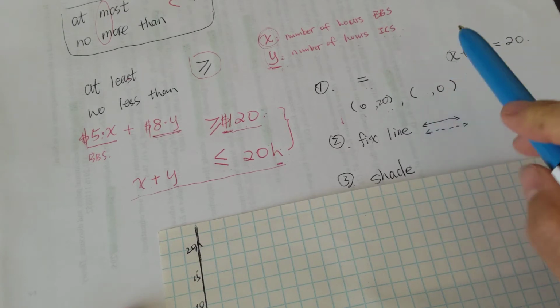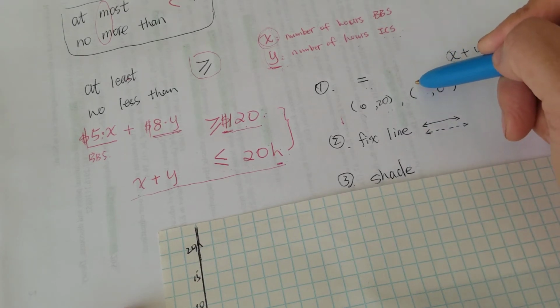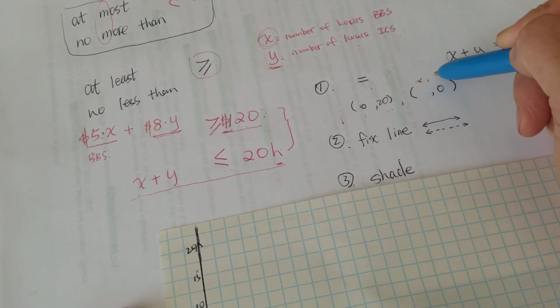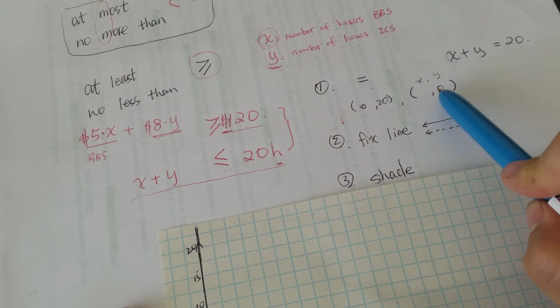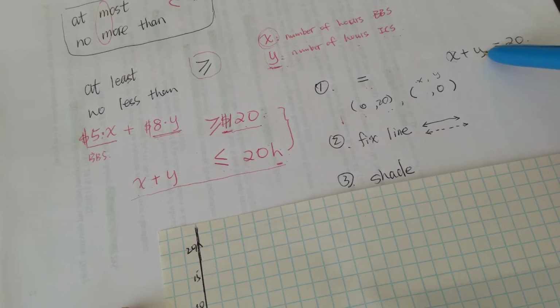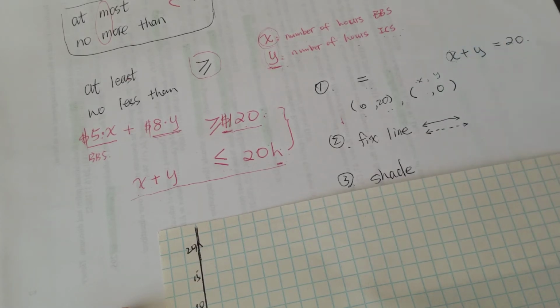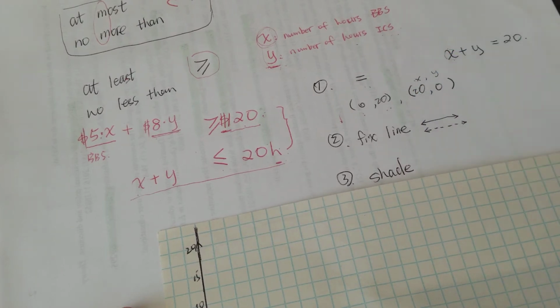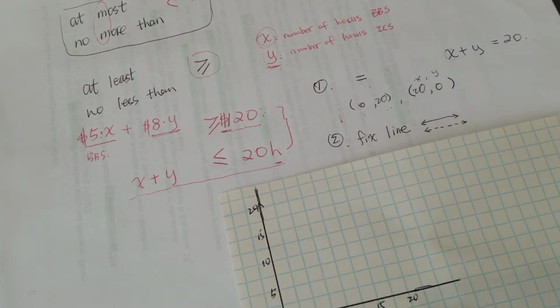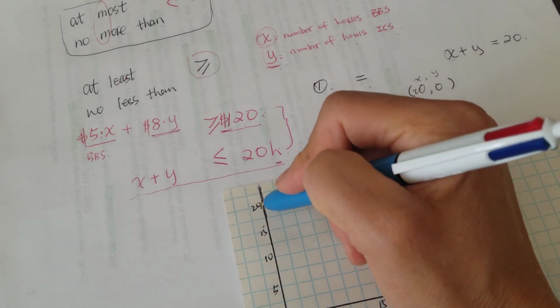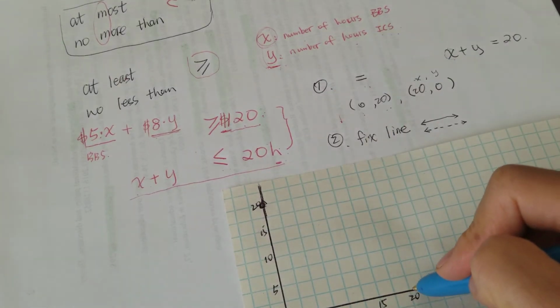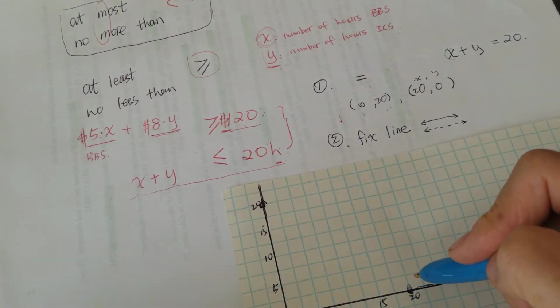For the second parentheses, remember, for the coordinate, it is always x comma y. There is a 0 behind the comma, which means your y is 0. If my y is 0, x plus 0 equals 20, so your x equals 20. Now I am able to find 2 points, 0, 20 and 20, 0.